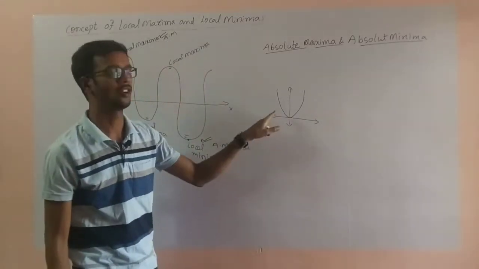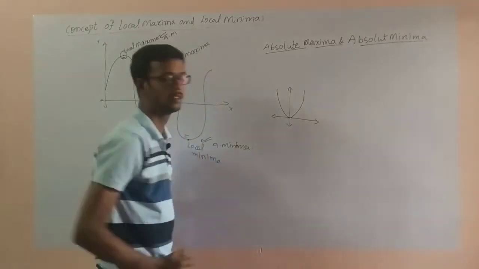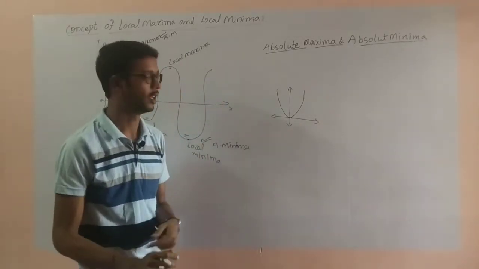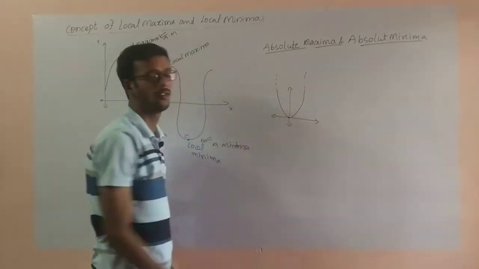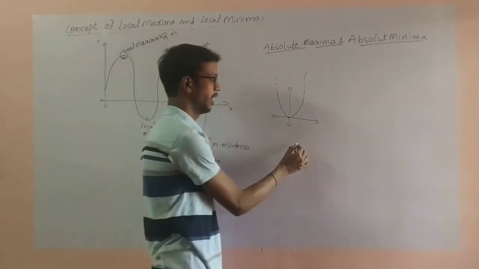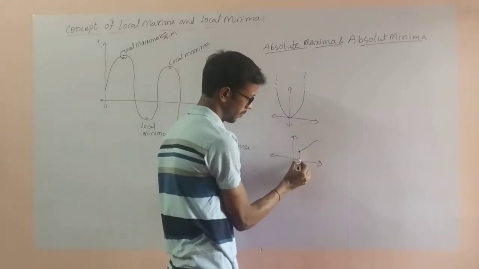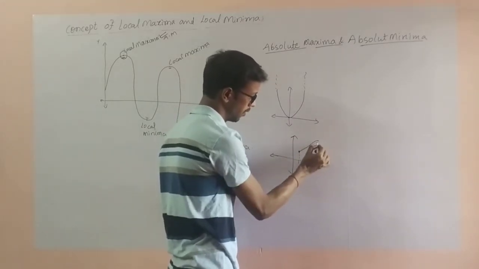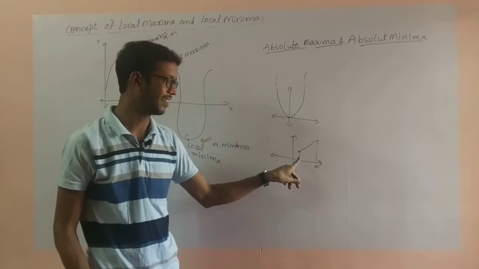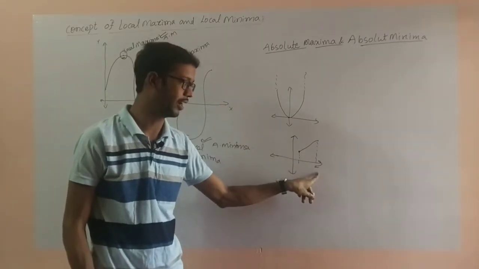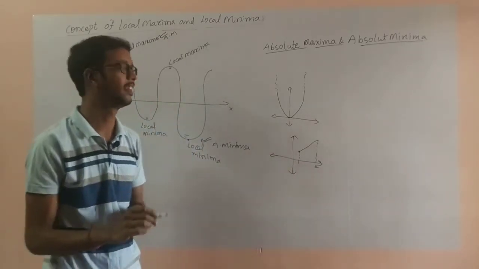This function is actually an x square graph. What is the minimum value? Minimum value is 0. Maximum value, it will continuously increase, so we can't find the maximum value. If we are taking a closed interval, what is the maxima? Maximum value at 2, minimum value at 1. So easily by the graph we are finding it.